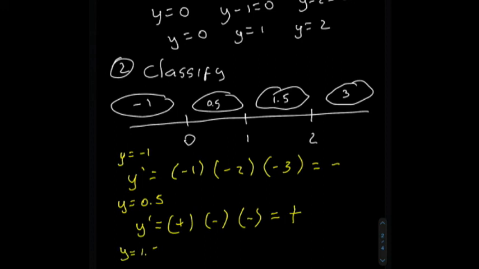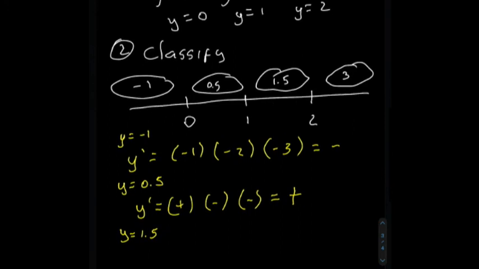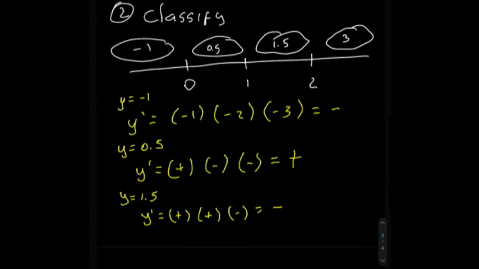Our next value is y equals 1.5. For 1.5, we have y prime equals a plus sign, a plus sign, and a negative sign. So this answer is negative. And for our last value, y equals 3, we have y prime equals a positive sign, a positive sign, and a positive sign, and this is positive.